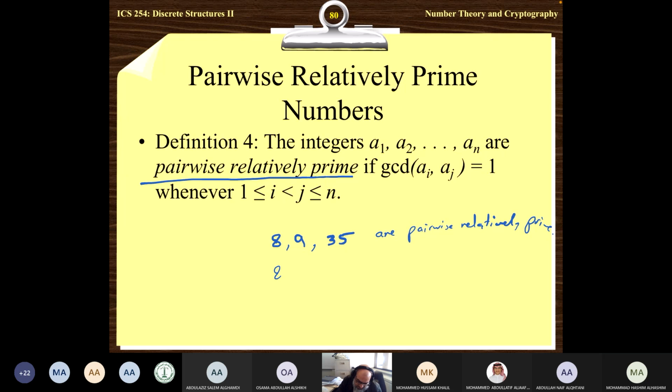Okay, what about 8, 9, 34? No, they are not. Why? What is there between 9 and 34?